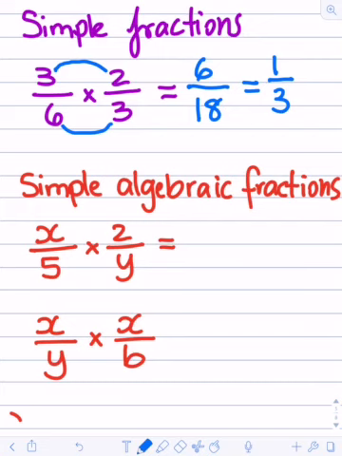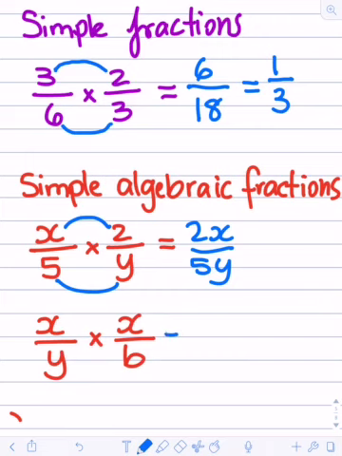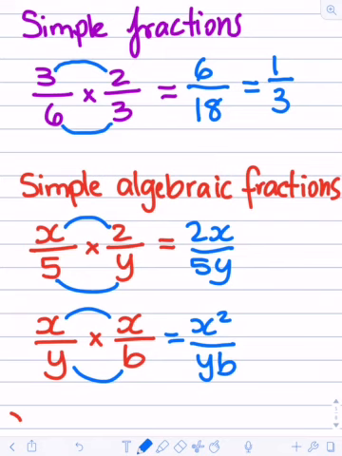Let's do some algebraic fractions here. Here I have x times 2, which is 2x, and I have 5 times y over 5y. Cannot simplify that any further, so we leave it as is. Here I have x times x, which is x squared, over y times b, which is yb. Again, cannot simplify that any further, so we'll leave it as is.